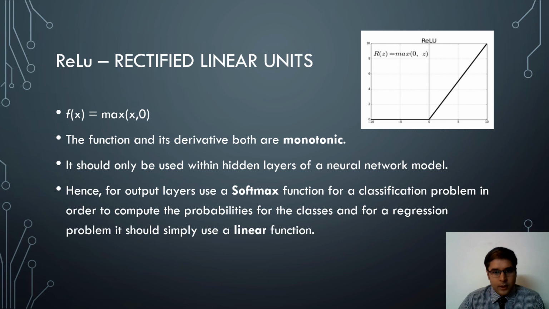Next one is ReLU or rectified linear units, which is given by f(x) equal to max of x and 0. The function and its derivative both are monotonic. It should only be used within hidden layers of a neural network model. Hence, for output layers, use a softmax function for a classification problem in order to compute the probabilities for the classes, and for a regression problem simply use a linear function on the output layer when we are using ReLU in the hidden layers.